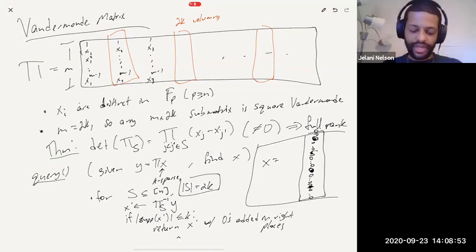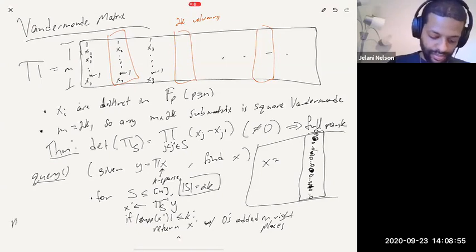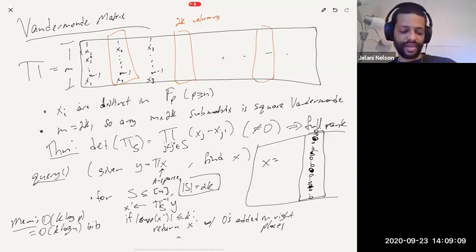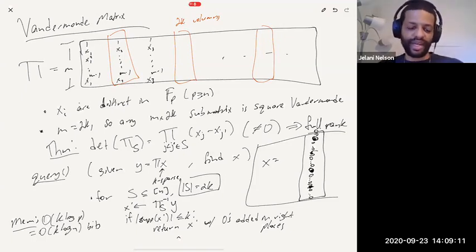The total memory here is K log P bits, which, if I assume that P is at most poly n, is K log n bits. In fact, the constant in the big O is 2, right? The number of rows I have in pi is 2K. So it's a 2K log n bit algorithm, a 2K log P bit algorithm.